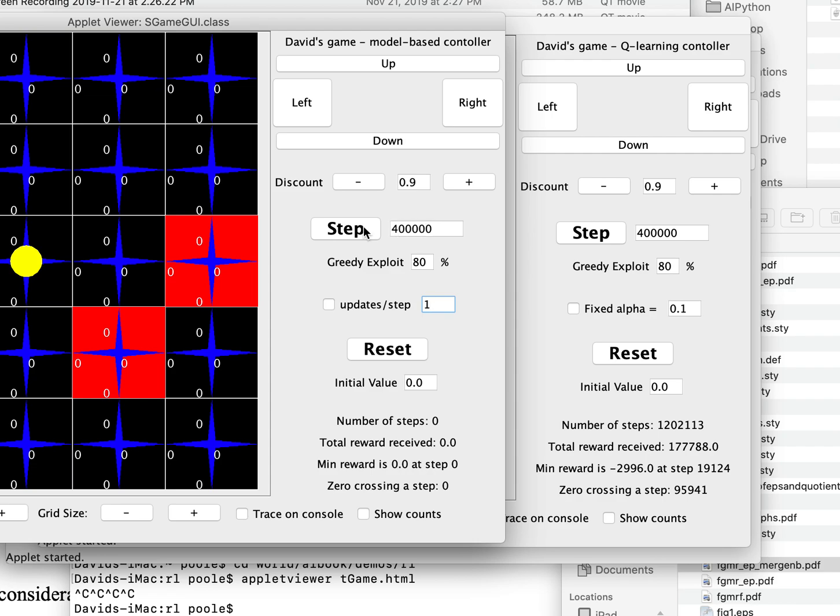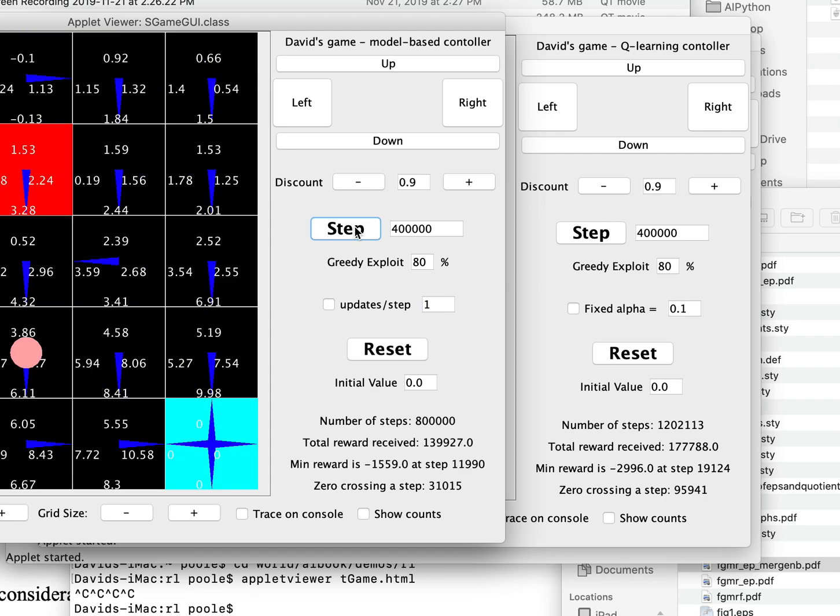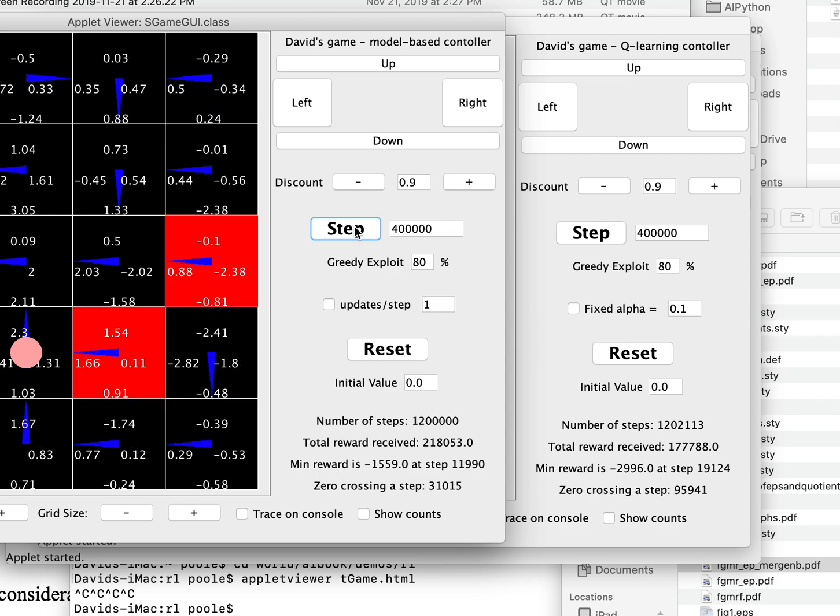We'll do this 4 times. 1, 2, 3. Okay. If you do one update per step, we've still done about the same number of steps, but we have much more reward. The minimum reward was higher, and it crossed zero much sooner than the Q-learning. So this is essentially doing the same number of updates as the Q-learning controller, but uses a bit more data structures because it remembers the model. So it turns out that the model-based controller is a lot better.